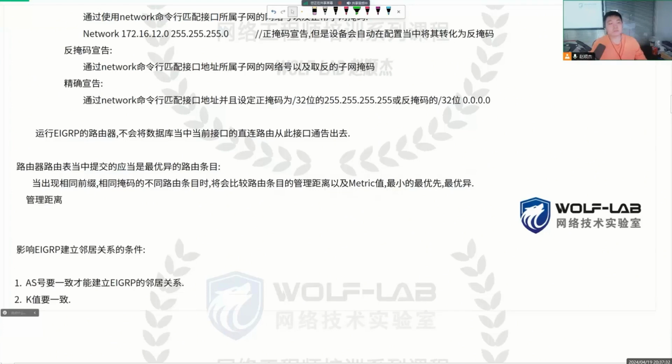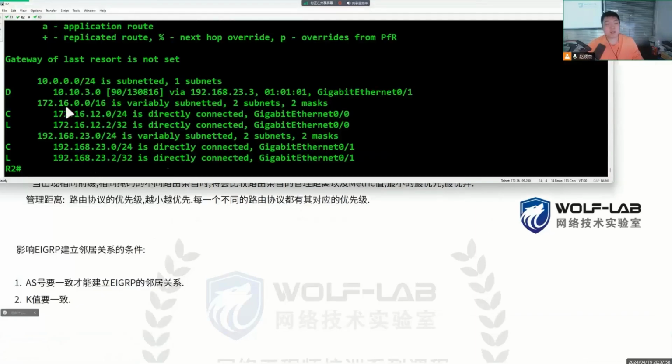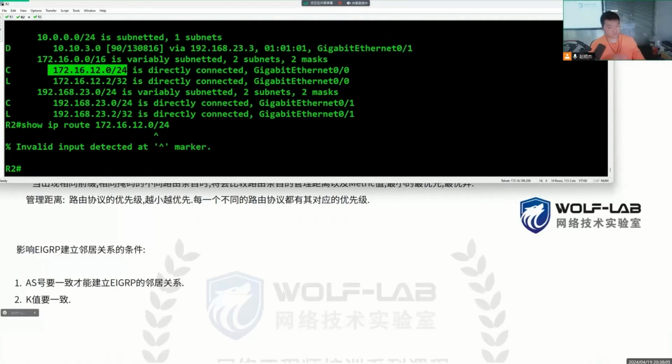We are on R1 and R2. Let's look at this direct route, show ip route, 172.16.12.0/24 and 25.25.25.0. Look at this direct route. It's directly connected. The administrative distance is 0 and the metric value is 0. So when we need to compare routing entries, the smallest administrative distance is compared first, and the smallest is the most preferred. The administrative distance of the direct route is the smallest value, 0.